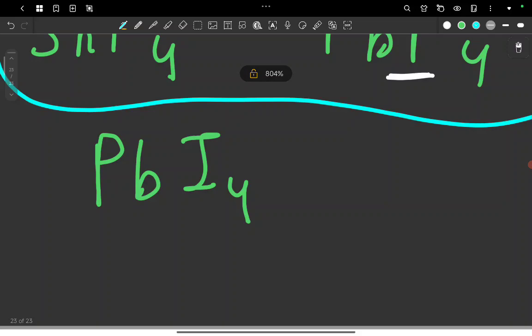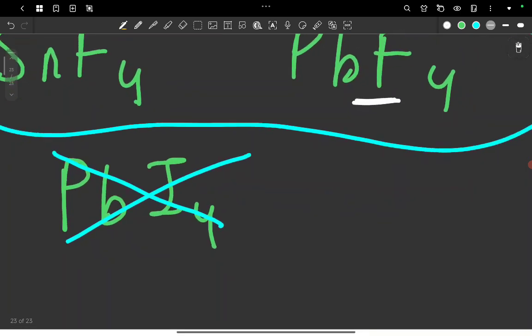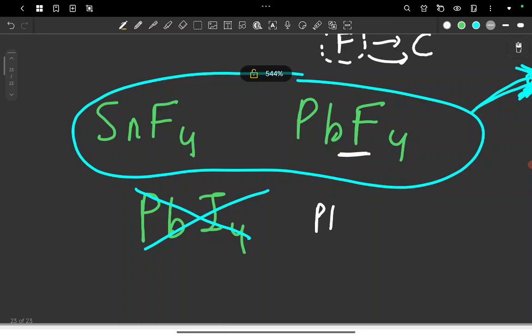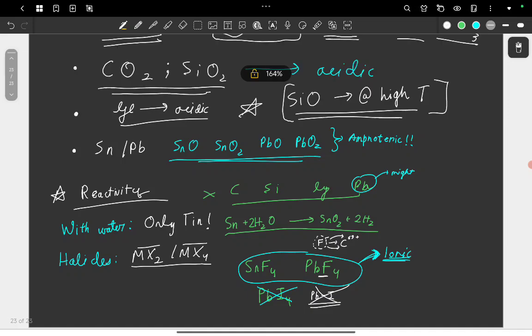And the special part about PbI4 is that it does not exist. Like this compound is too bulky. I wouldn't say bulky, but it's basically the Pb-I bond. It's not energetically favorable to form this bond, like doing all the unpairing of the electrons, hybridization. It's just not favorable. It does not deserve to be formed.